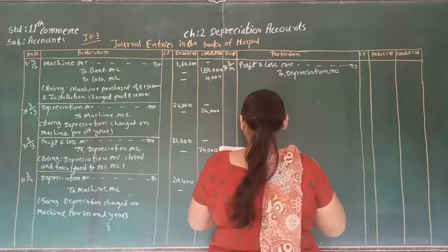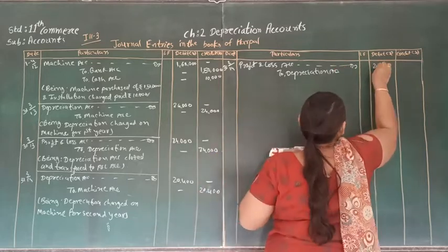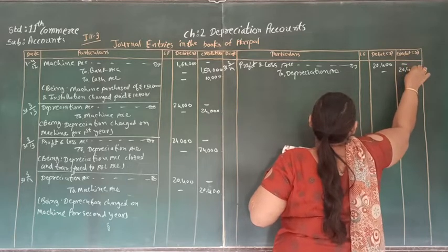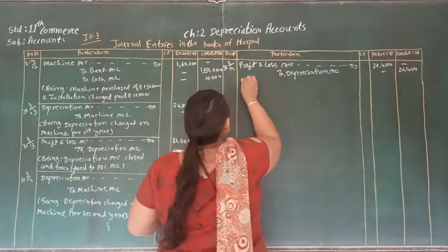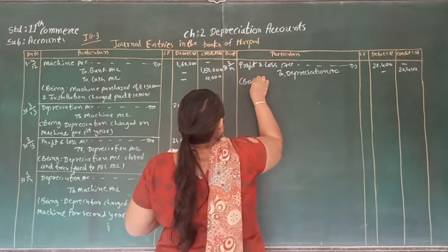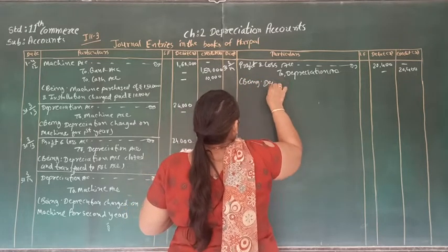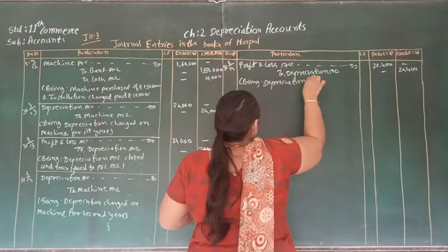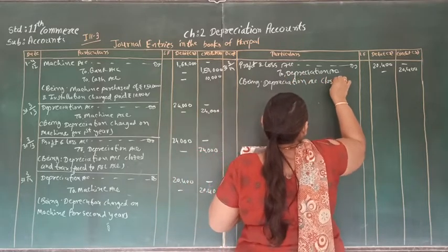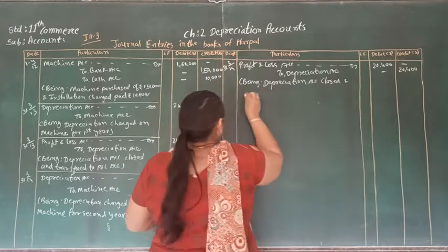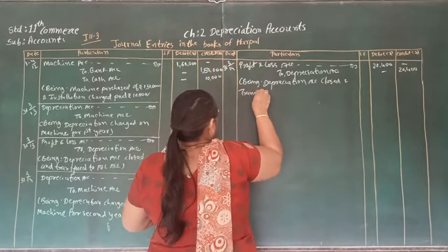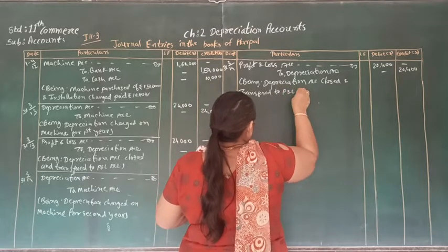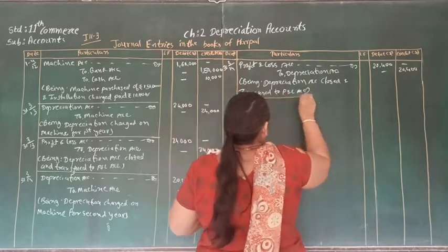And the amount will be the same, 20,400. Being depreciation account close and transfer to profit and loss account for that.